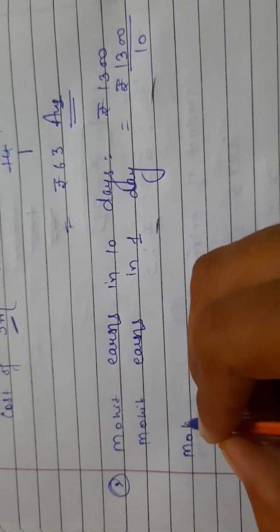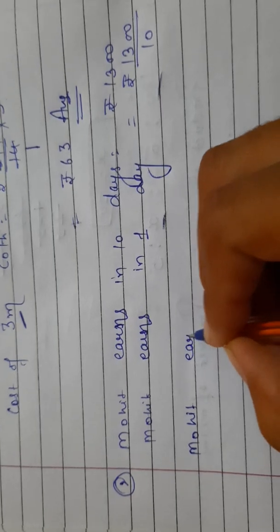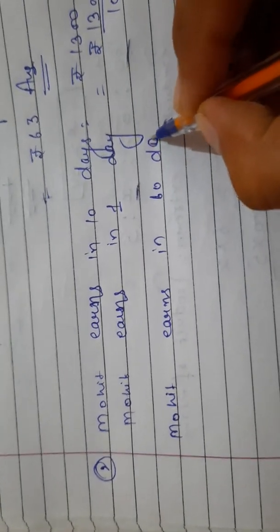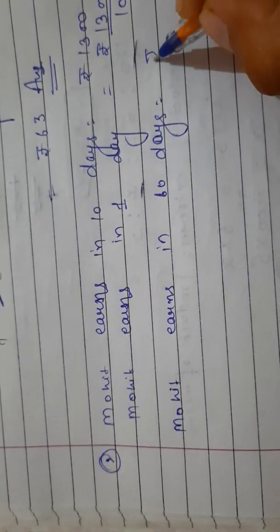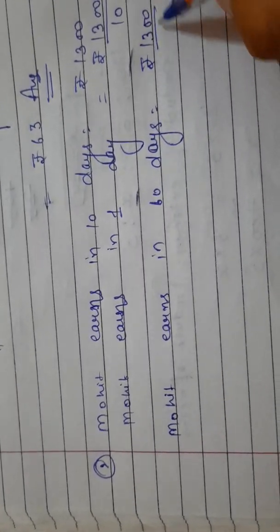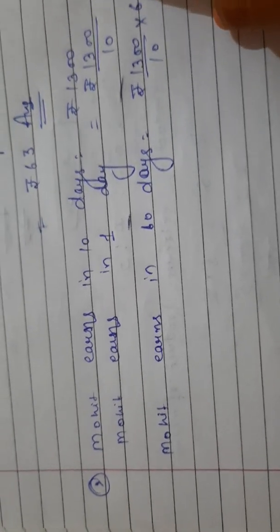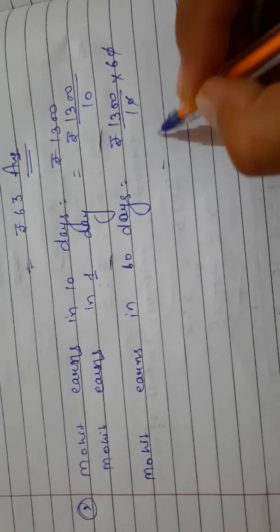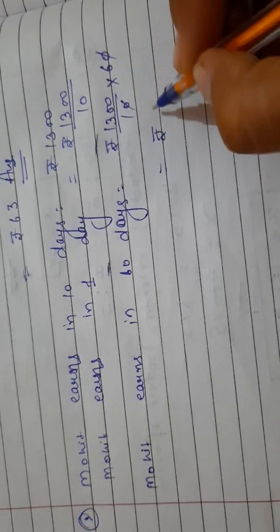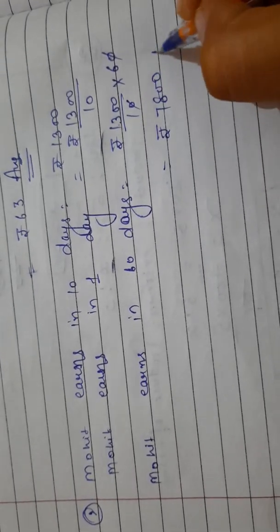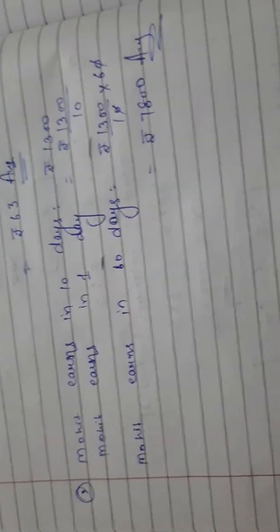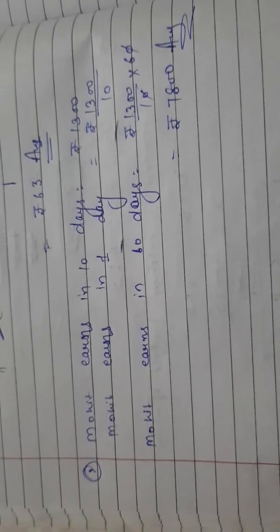But they ask to find what Mohit earns in 60 days. So in 60 days we have to calculate rupees 1300 by 10 multiplied by 60. The 0 will cancel with 0, so the answer will come 13 sixes are 78, 7800 rupees. Clear to all? We will do it this way. Next question, see.